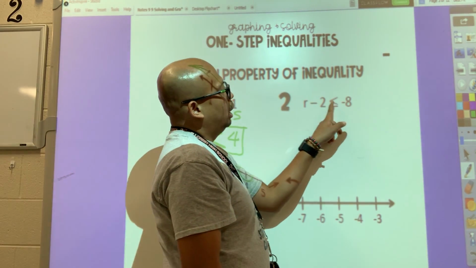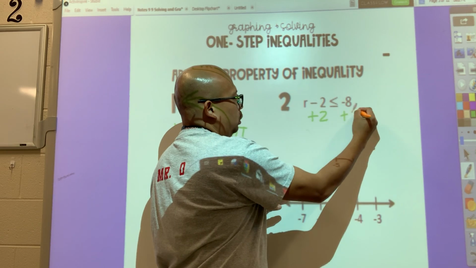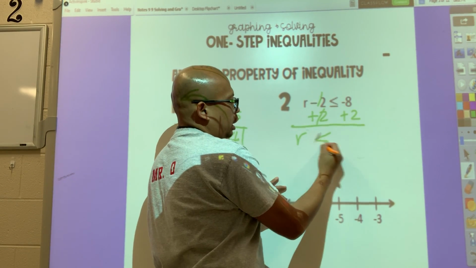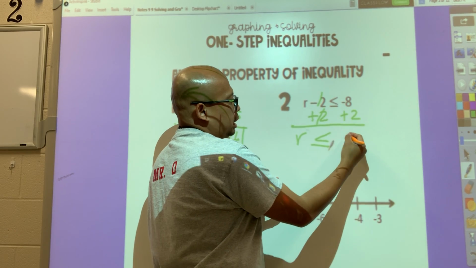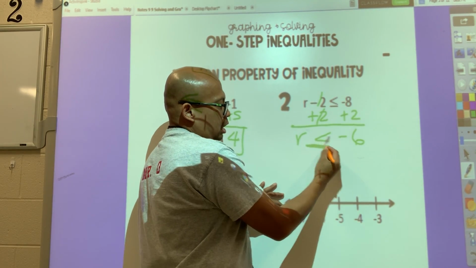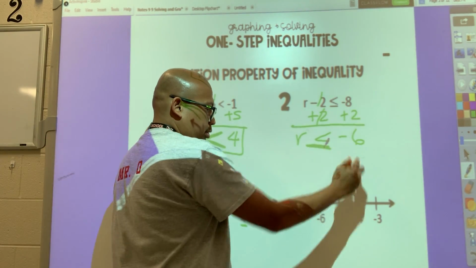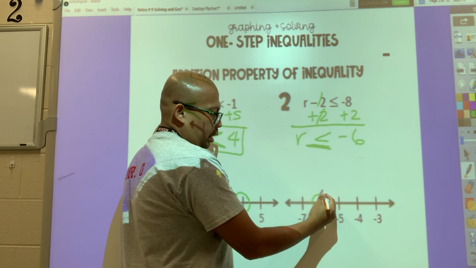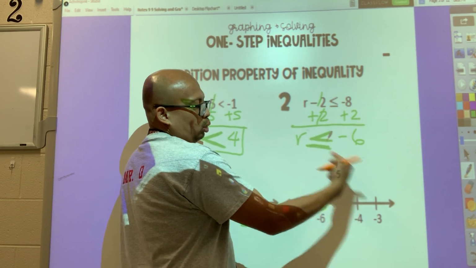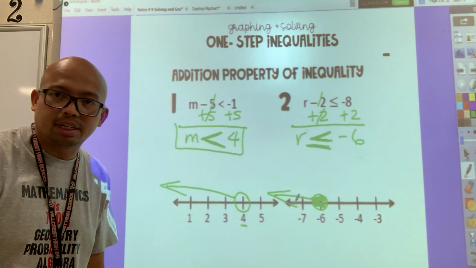R minus 2 less than or equal to negative 8. Here we're going to add 2 to both sides, so this will cancel. Drop the less than or equal to. Negative 8 plus 2 is negative 6. This time, there's an equal sign here, which means it's going to be closed. The negative 6 is right here. We close it. Where is this pointing? To the left again. So the graph goes to the left there. Easy, right?